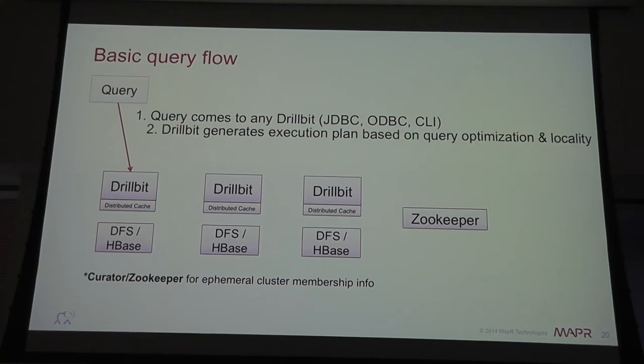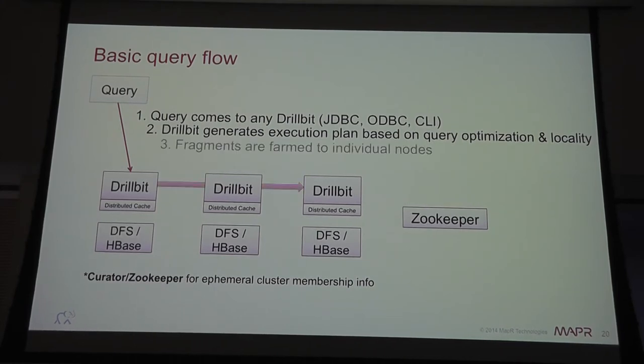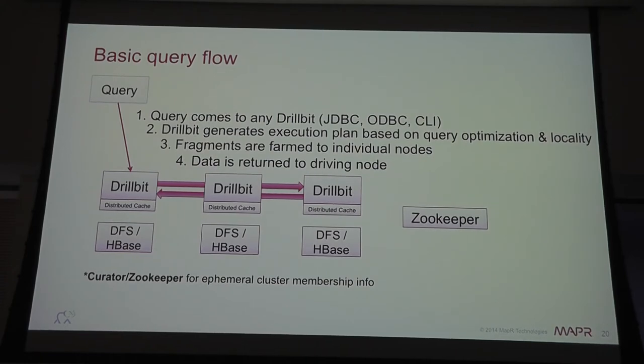So query comes in, JDBC, ODBC, command line, right? All of those functions and features are there. It runs just like a SQL engine does, because it is a SQL engine. It goes through all of the execution planning, it goes through cost optimizations. The bits of code are then distributed across those drill bits. They're executed, data is returned to wherever the query originated at, and you've basically got the zookeeper sitting off on the side here acting as basically the manager, making sure that everybody's happy and up and running.